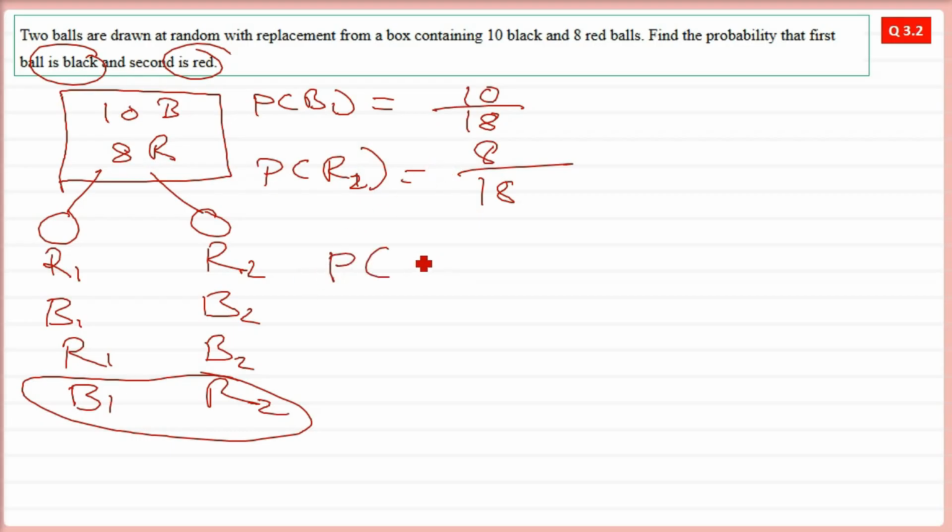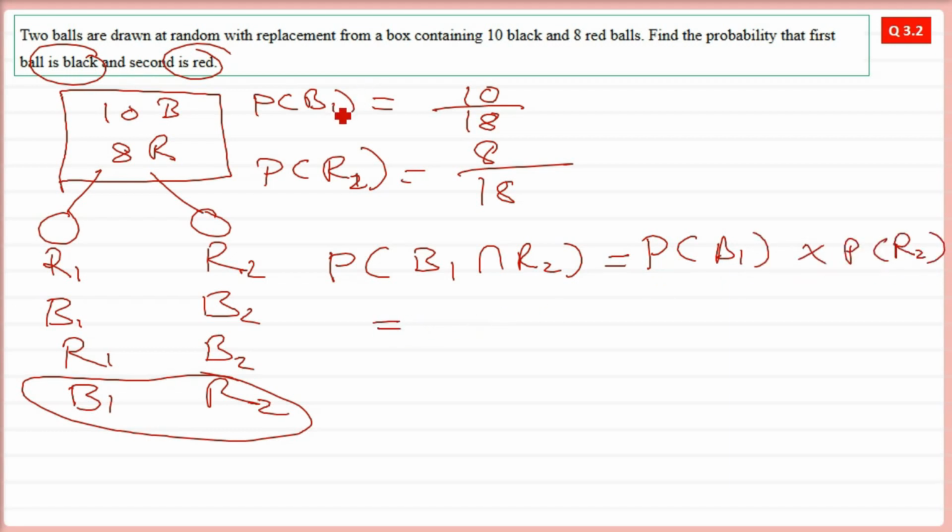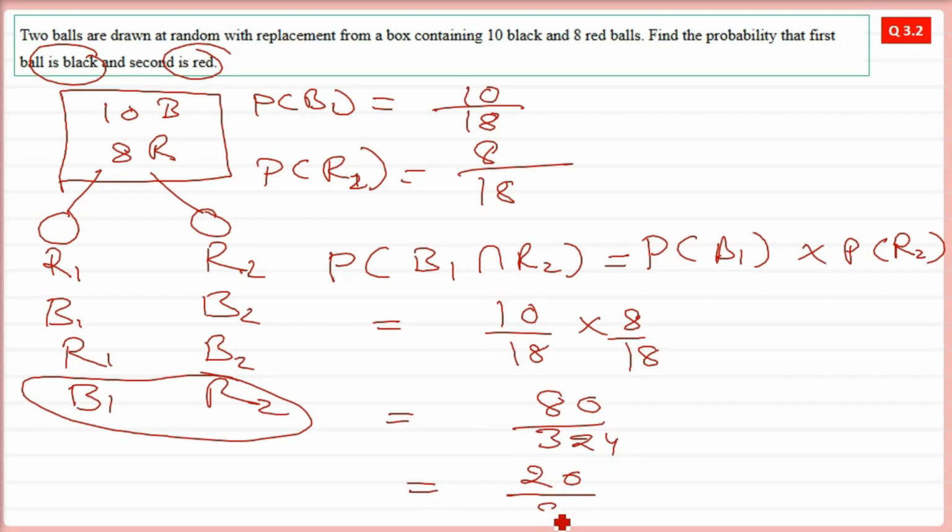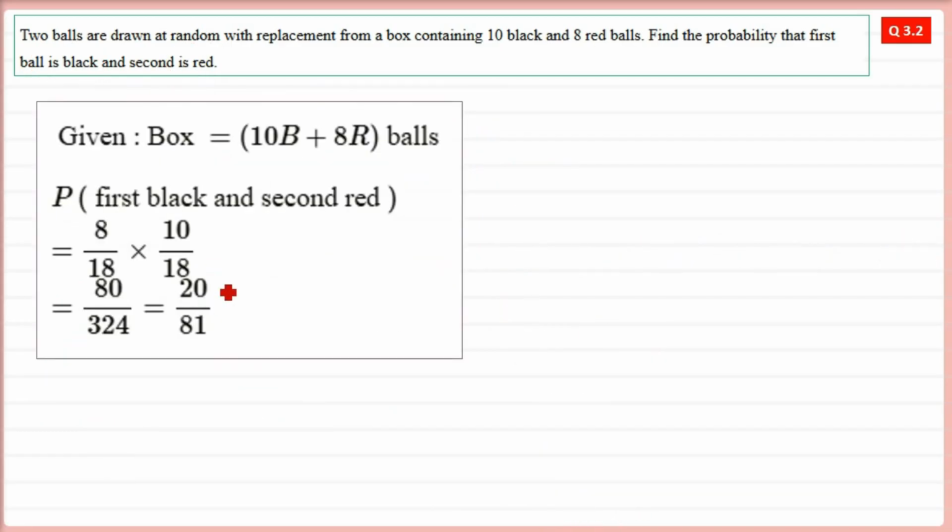What is the probability of black and red together? B1 intersection R2. That is black coming from the first draw, and the second draw giving us red. So P(B1) multiplied by P(R2) because these are independent events. Probability of B1 we just found out, it is 10 by 18. Probability of R2 is 8 by 18, and this comes out to be 80 divided by 324, which comes out to be 20 by 81. Now this is how this will be done.